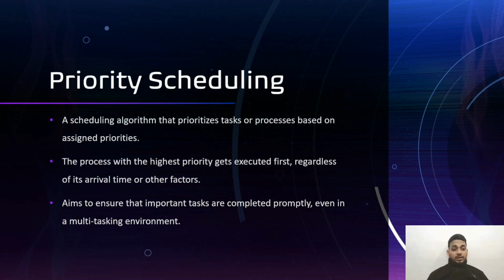Priority scheduling. A scheduling algorithm that prioritizes tasks or processes based on assigned priorities. The process with the highest priority gets executed first, regardless of its arrival time or other factors. Aims to ensure that important tasks are completed promptly even in a multitasking environment.